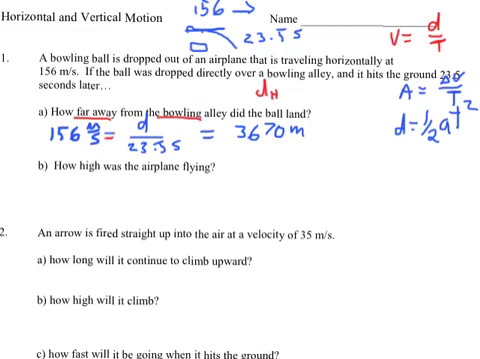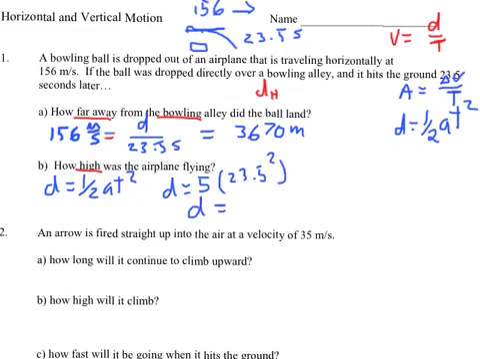Now, how high was the airplane flying? That's a vertical distance. So for vertical distances, I have to use d equals 1/2 at squared. I'm looking for the distance. That's how high it was. So the distance equals half the acceleration. Since the acceleration is 10, half of that is 5, times the time it fell for, which is 23.5 squared. Therefore, the vertical distance is 2,760 meters high.